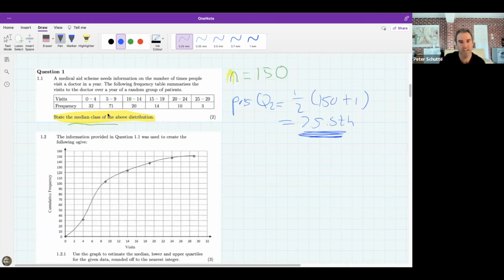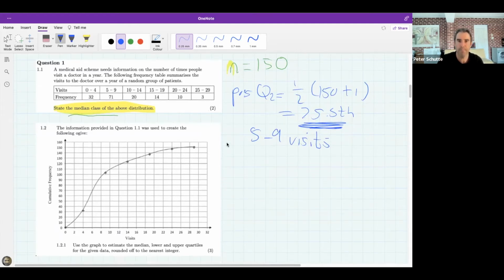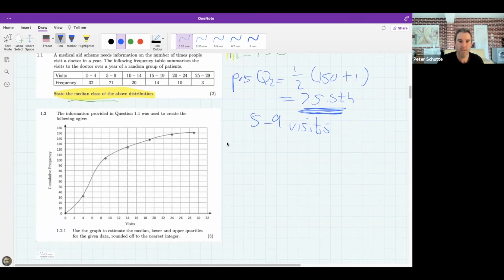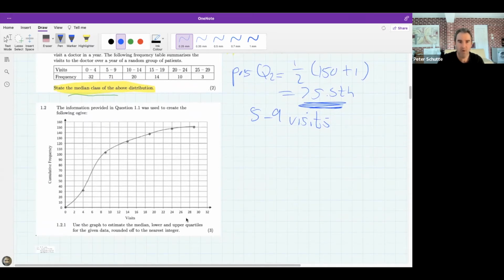Yeah. So you can see it can't be the first one because it's only got up to 32. When you add 71, you get all the way up to 100. So clearly you've gone past 75. And so the median interval is just going to be the 5 to 9 visits a year. Yeah, 5 to 9 visits. Awesome. Okay. Well, now using that same idea, we're going to use the ogive.